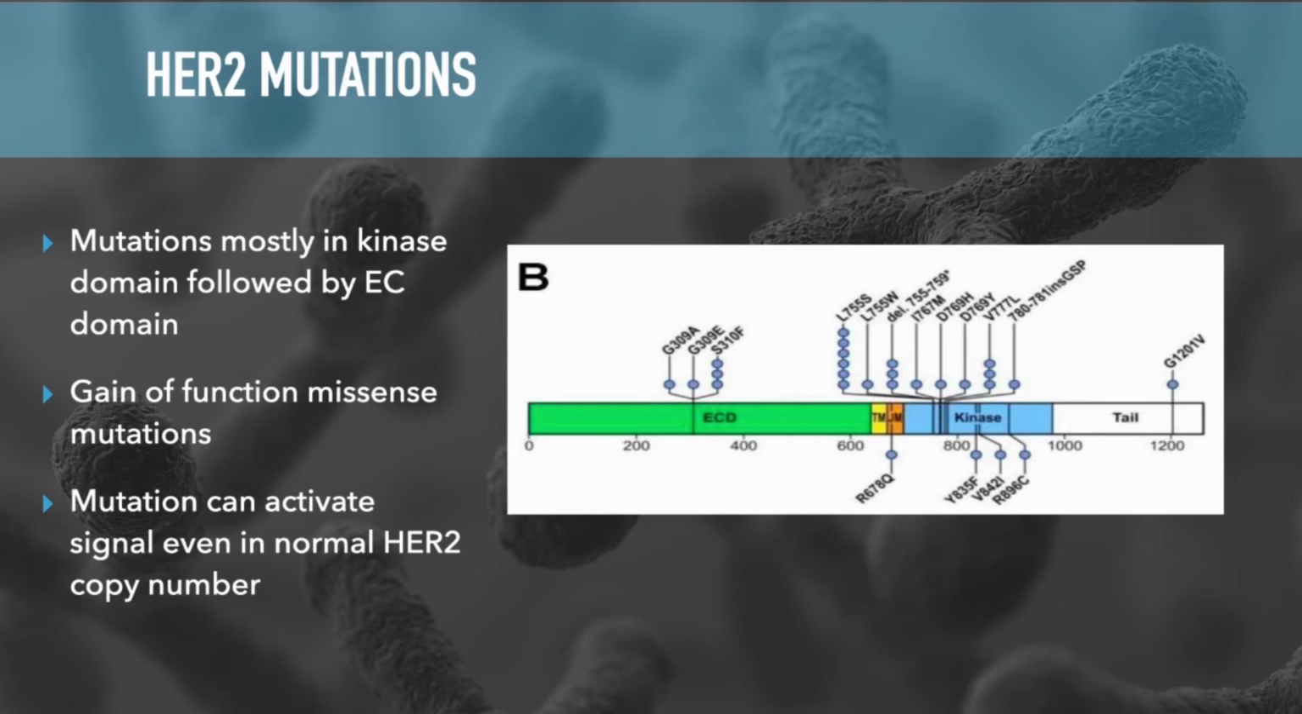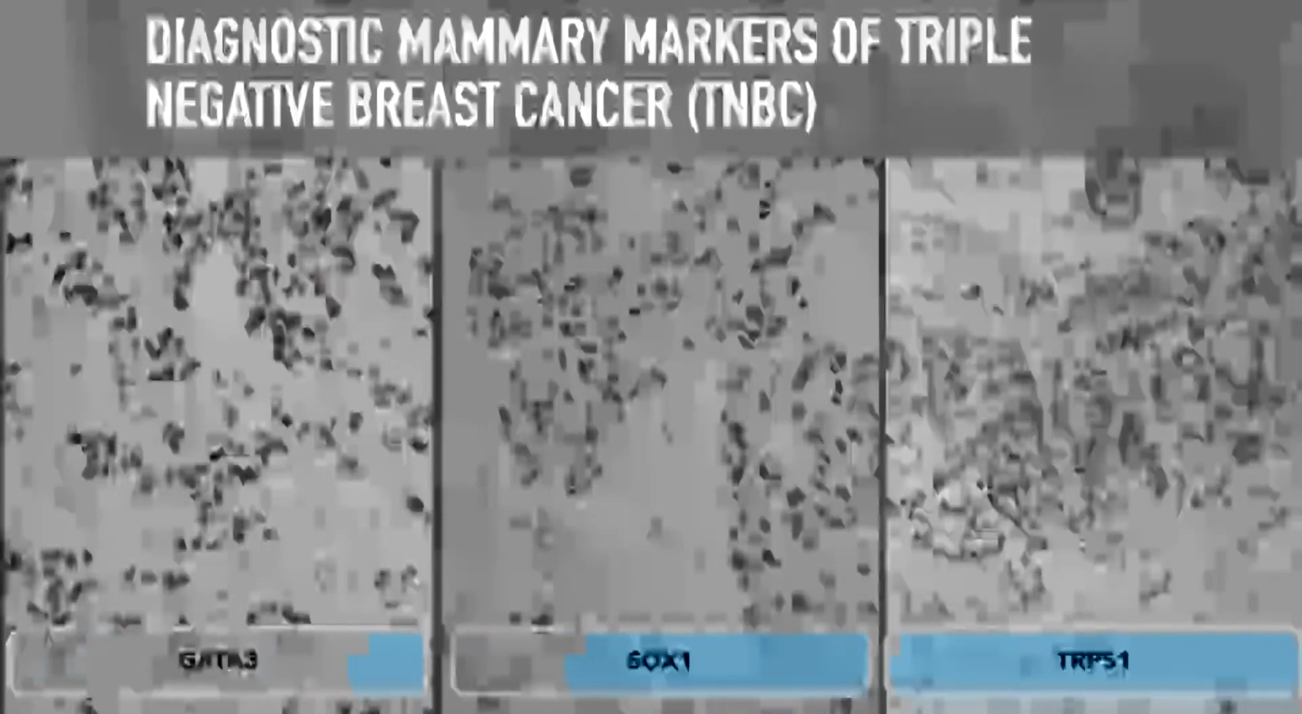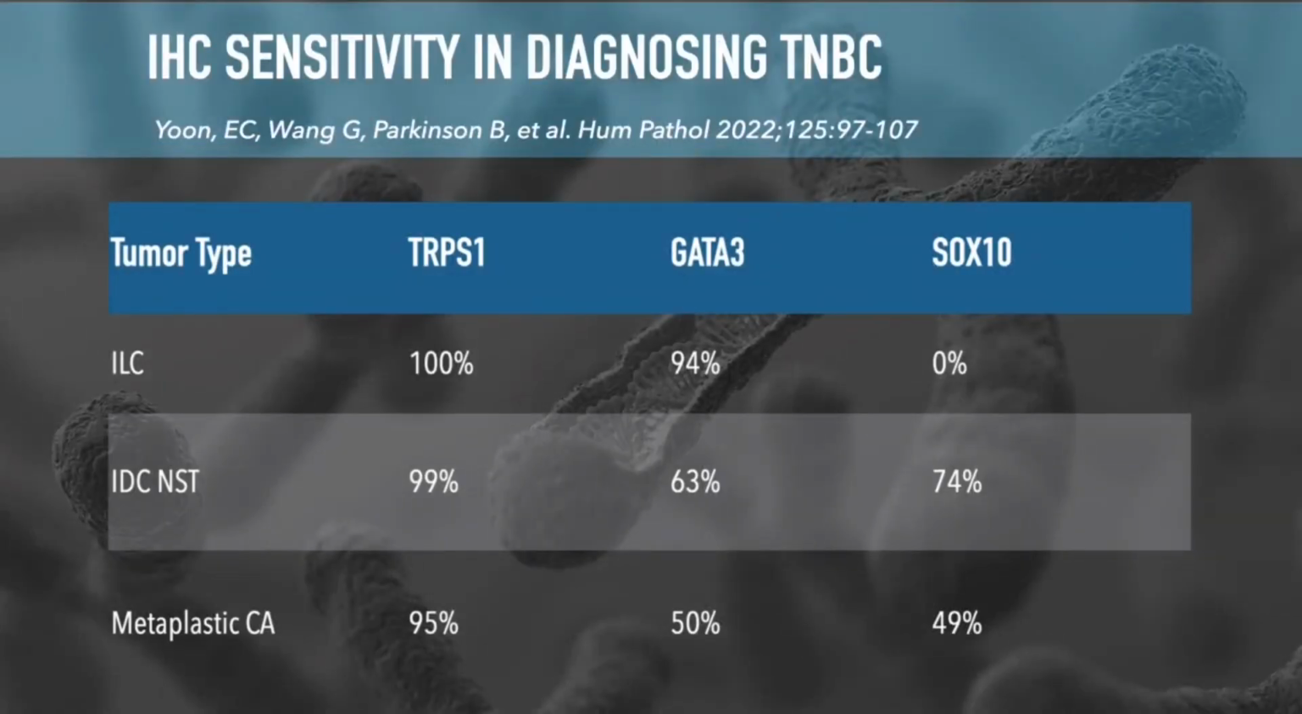What is the role of immunohistochemistry in detecting and diagnosing triple-negative breast cancers that are very high grade and can be confused with other carcinomas? It is actually a growing role. We have here 3 different proteins, GATA3 expressed on the left and SOX10 expressed in the middle, and then TRPS1, which is the most recently described marker for triple-negative breast cancers and seems to be just as specific but also more sensitive than GATA3 and SOX10.